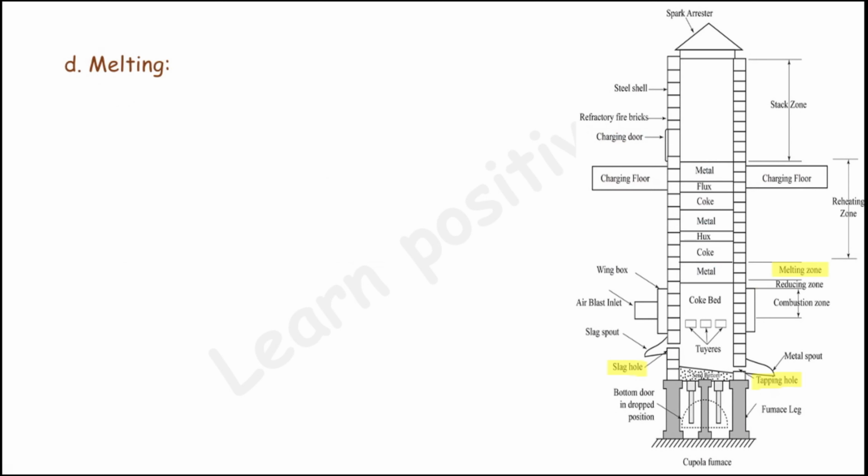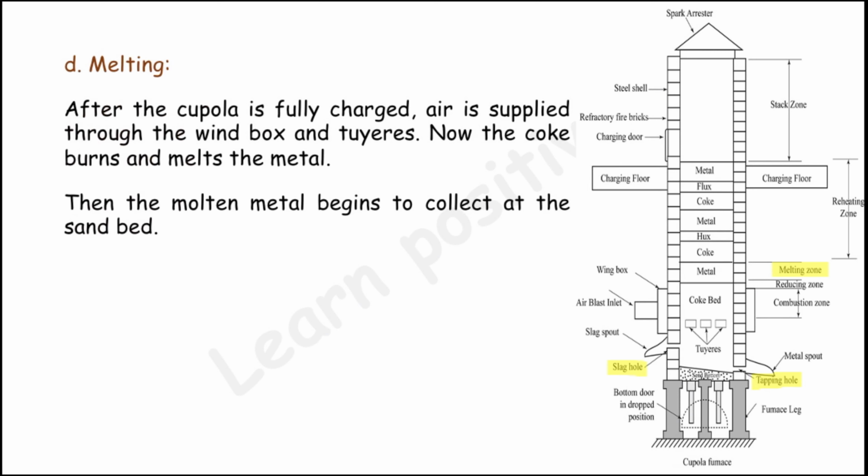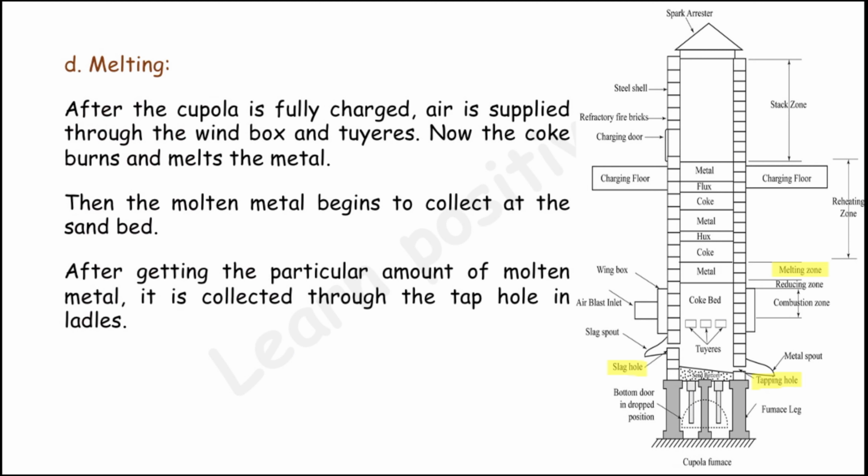For the melting zone, after the Cupola furnace is fully charged, air is supplied through the wind box and tuyeres. Now the coke burns and melts the metal. Then the molten metal begins to collect at the sand bed. At the top of the molten metal, the slag is formed.